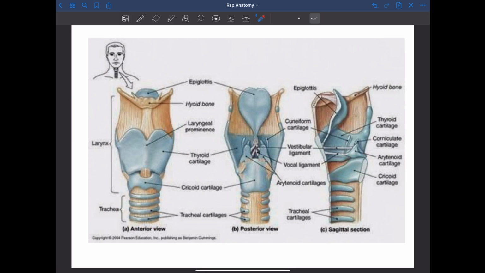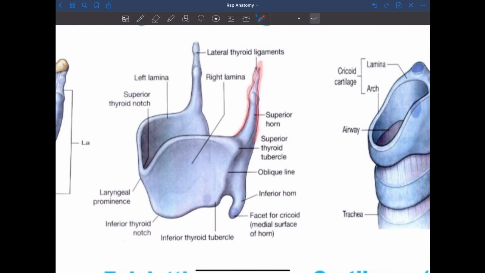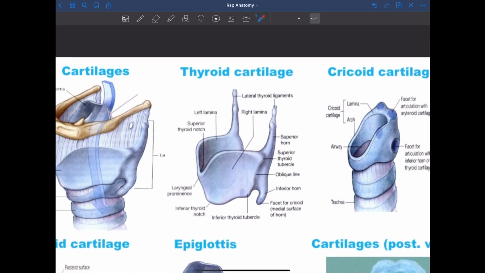It is not clear in this image, but we can see it here. It forms a superior thyroid horn and an inferior thyroid horn. Then it forms an oblique line. Okay, that's all about the thyroid cartilage.